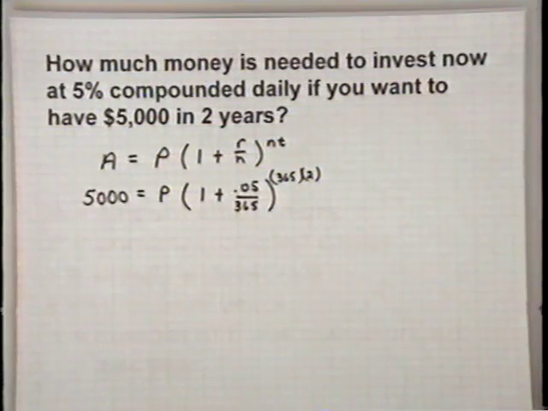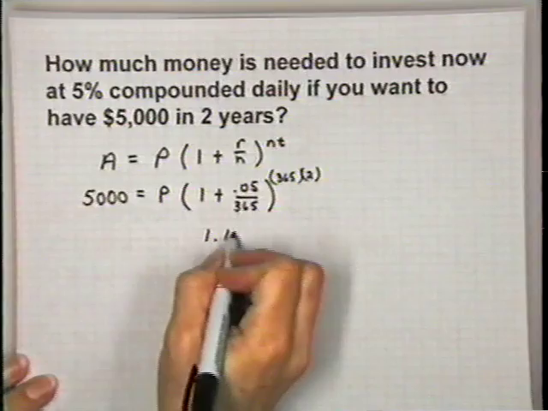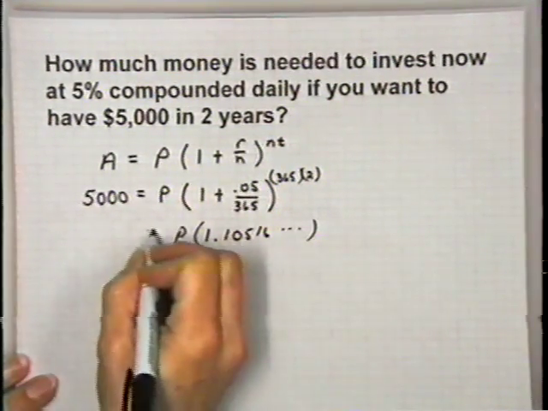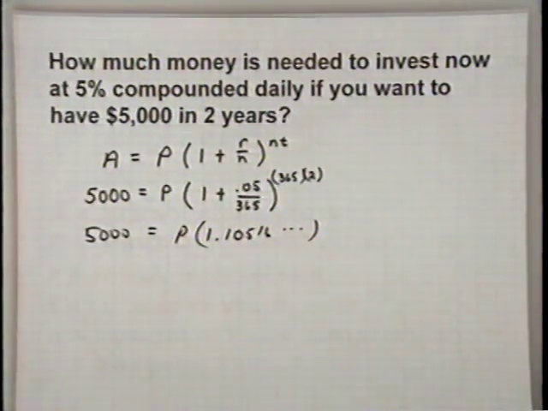I'm going to take my 1 plus 0.05 divided by 365, and I'll hit my equal to complete that, and then I'm going to use my x to the y to raise to the power, and the exponent is 365 times 2. Now I'm using a parenthesis around that part. Okay, and so what I have here, I'm not going to copy all of it, is 1.10516, etc. So I have P times this number equals 5,000. So I need to divide this number into 5,000, don't I?